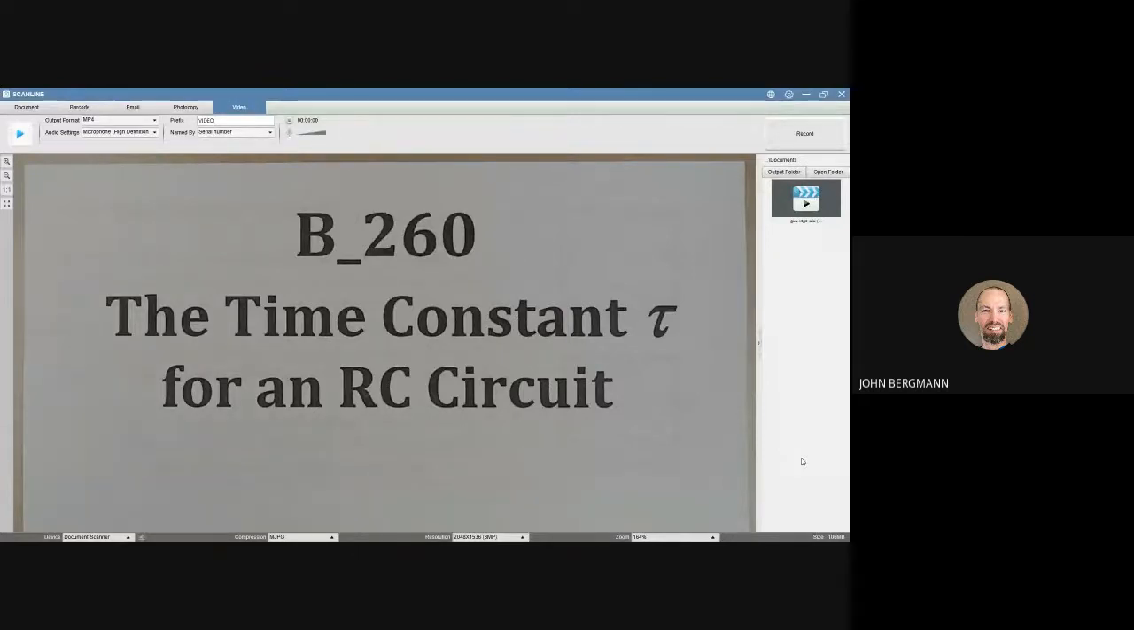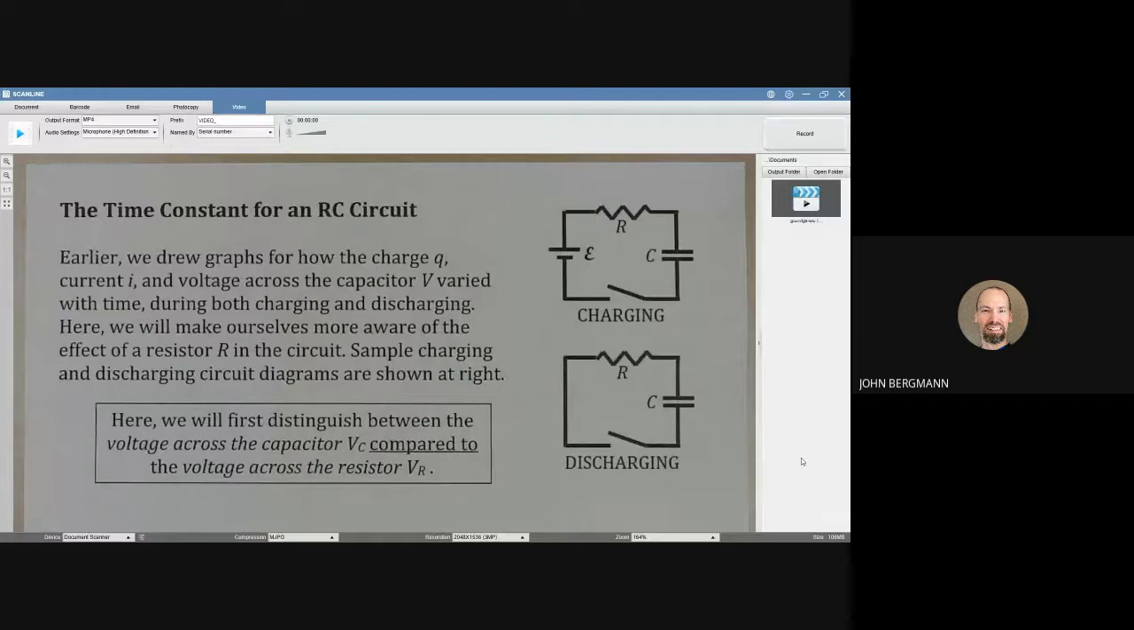The time constant tau for an RC circuit. Earlier, we drew graphs for how the charge, current, and voltage across a capacitor varied with time during both charging and discharging. Here, we will make ourselves more aware of the effect of a resistor in the circuit. Sample charging and discharging circuit diagrams are shown at right.